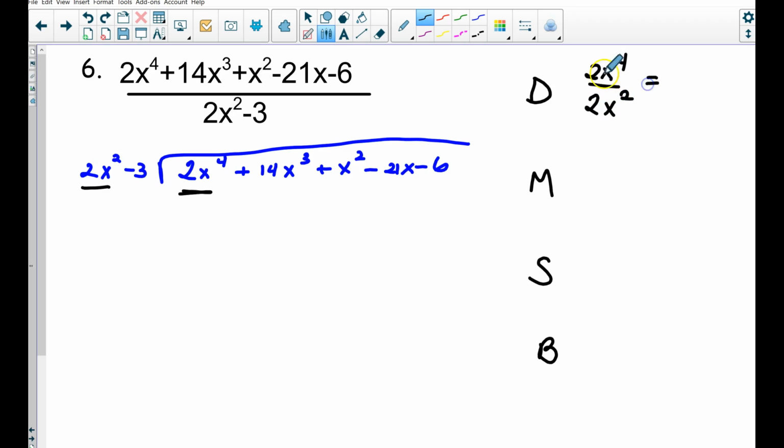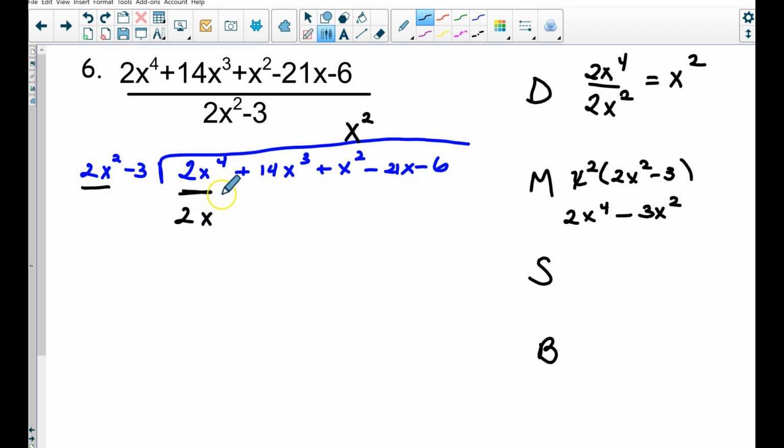And when we do, we get 2 divided by 2 is 1, x to the fourth divided by x squared is x squared. And we place that result right above the term with the x squared. We now multiply that result by the divisor to get 2x to the fourth minus 3x squared. Make sure to line that value up under the dividend.